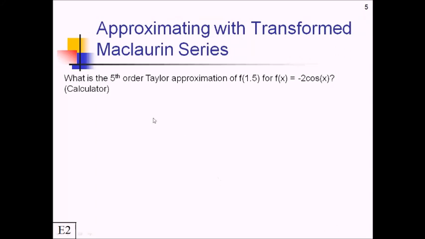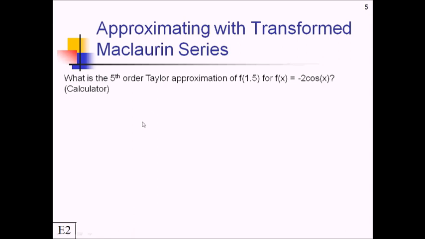On this problem, they want the 5th order Taylor approximation of f of 1.5 using negative 2 cosine of x. So 5th order, that's 5th derivative. That would be a real pain if we were just doing this from scratch. Pause the video and see if you can use the Maclaurin shortcut for cosine to build and approximate this thing.